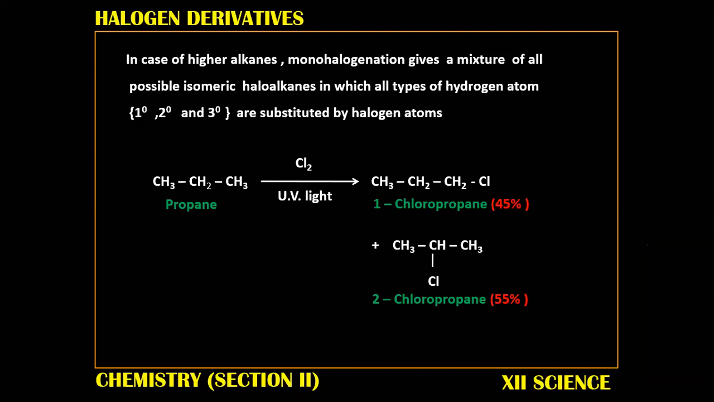So in higher alkanes, it depends on what type of carbon you have. If you have primary carbon, secondary carbon, tertiary carbon, then we get a variety of products. And because propane has 2 types of carbon, primary and secondary, we got 2 products, 1-chloropropane and 2-chloropropane.